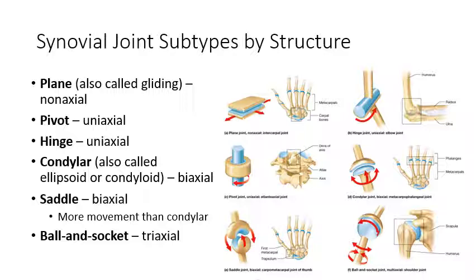Then finally, you have the ball and socket joint, which is the triaxial or multiaxial type of synovial joint that allows movement in three different axes. So you basically have a couple of those in the body. You have the shoulder joints and the hip joints.